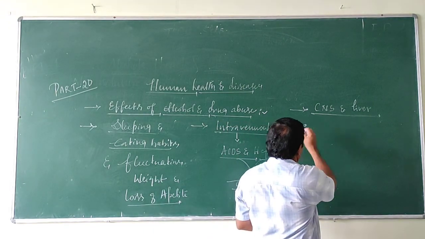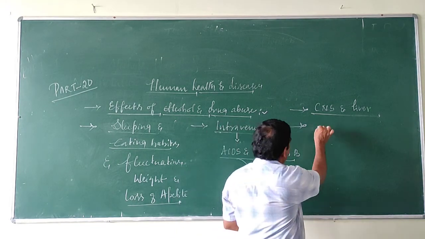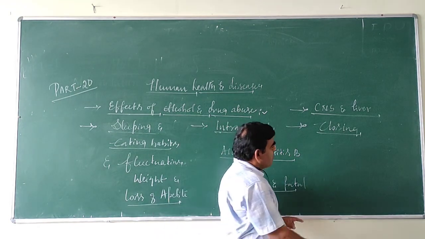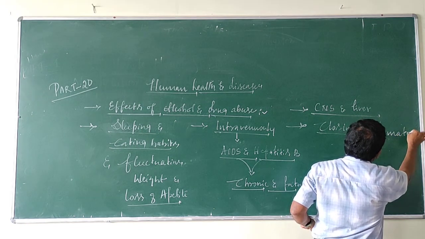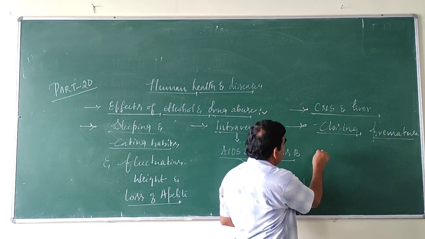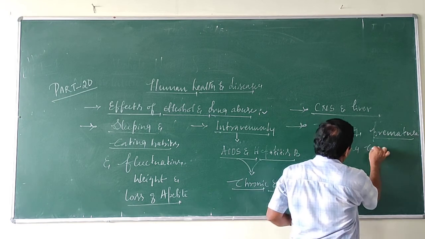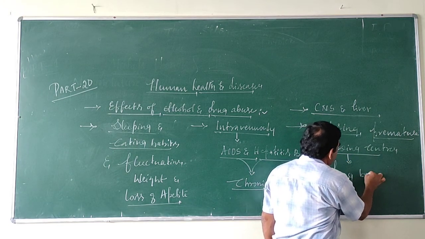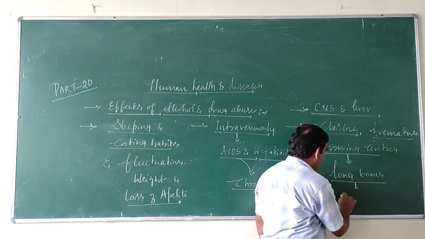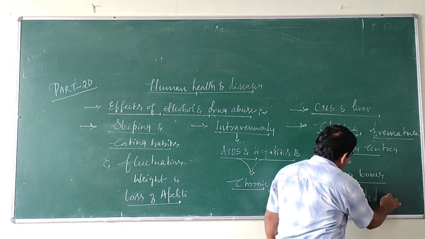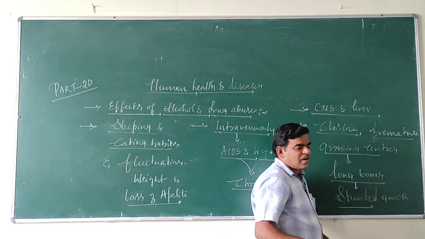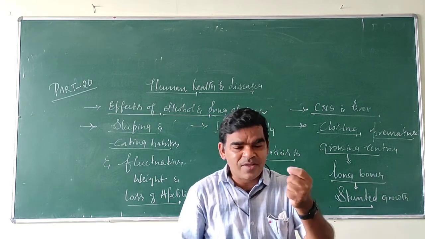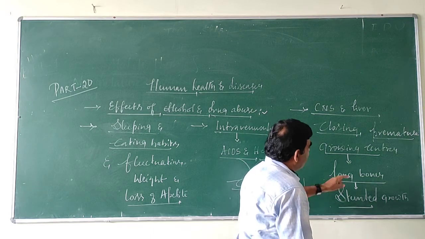Then the drugs and alcohol are responsible for the closing of premature growing centers. Premature growing centers in the long bones. It leads to stunted growth, because in the long bones the growing points are closed because of the effect of alcohol and drugs. The growing centers present in the long bones are closed. It leads to stunted growth.